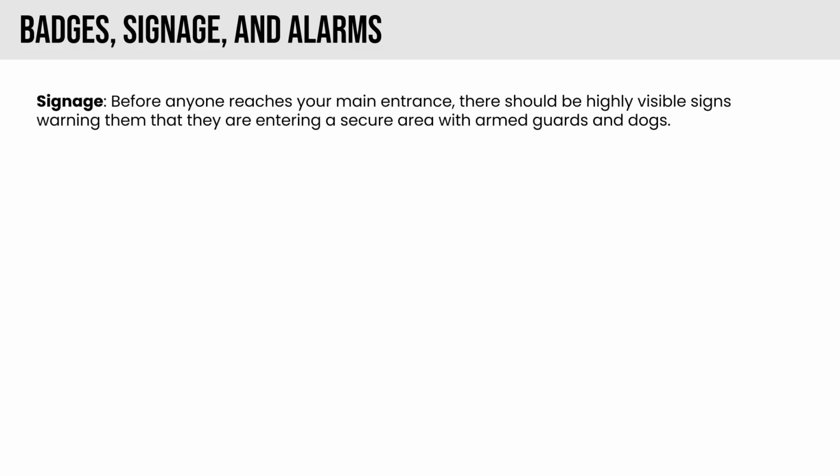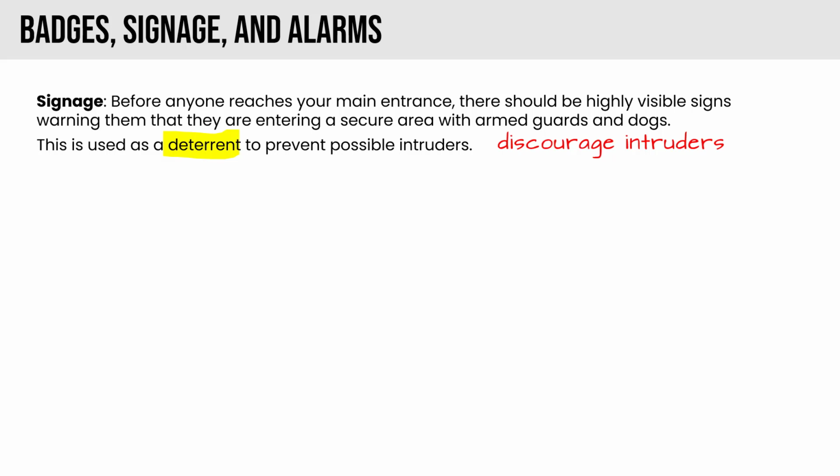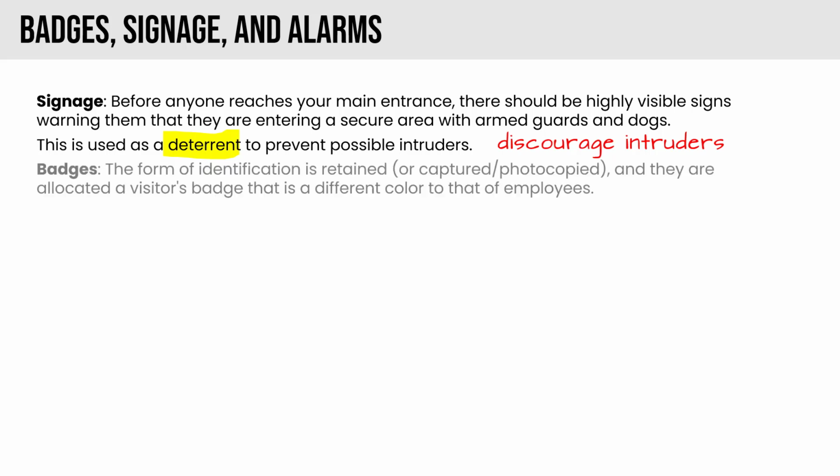So badges, signage, and alarms. So signage: before anyone reaches your main entrance, there should be highly visible signs warning them that they are entering a secure area with armed guards and dogs. This is used as a deterrent to prevent possible intruders, to discourage intruders. Remember back to the order of security controls.